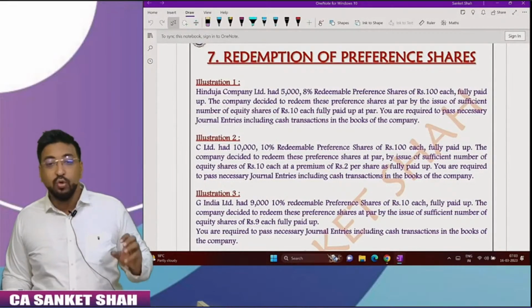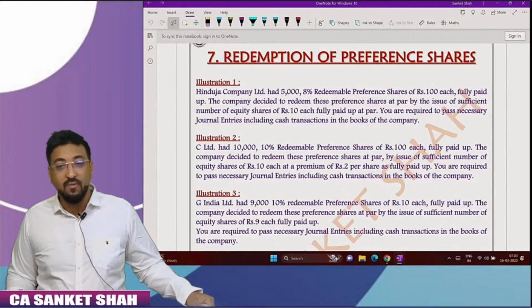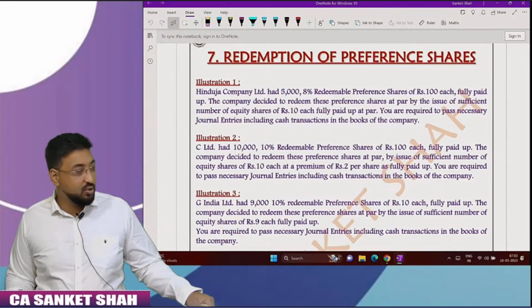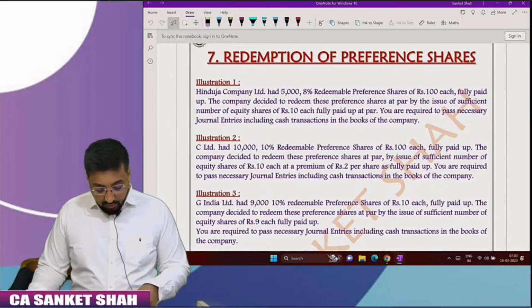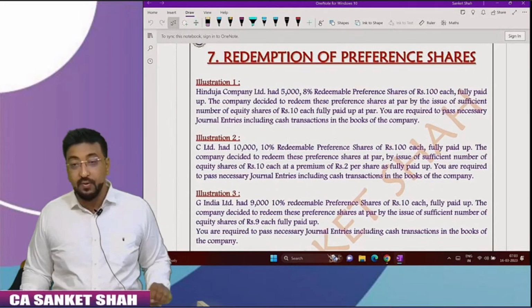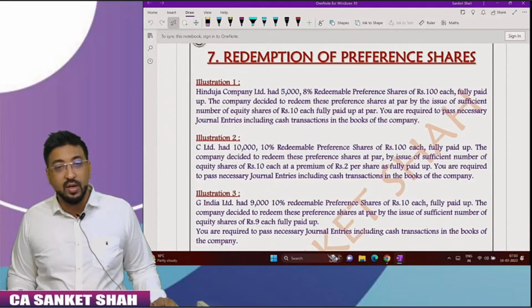Now today we are going to start with our chapter. We will first recall redemption of preference shares. In redemption of preference shares, the first entry has two ways. One is issue of equity shares: bank account debit to equity share capital, or it might be at a premium, so bank account debit to equity share capital and security premium.